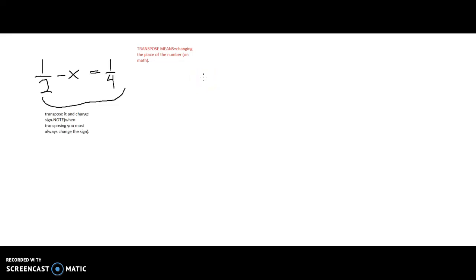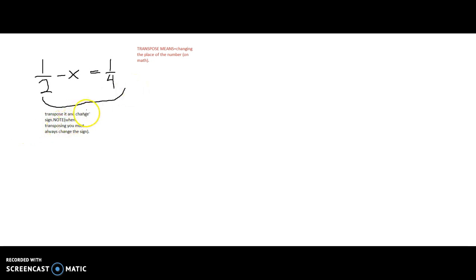Okay, so today, guys, I am teaching you equalities, which is the part 2 that I made in the last video, and this time we're doing it with fractions, and it is very simple and basic. You see this? Transpose. First thing you're gonna do is transpose, which means changing the place of the number in math. So yeah.